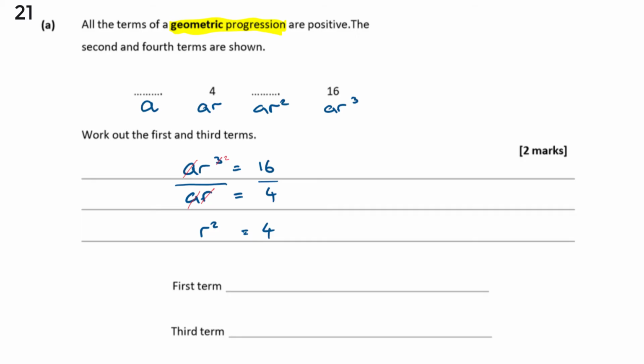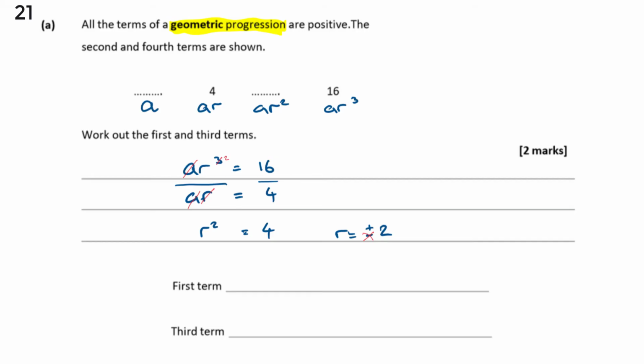Now that makes R root 4, which could be positive 2 or negative 2. It does say that all the terms of the geometric progression are positive, so we're going to exclude the negative solution as a possibility. It can't be minus 2 because that would not give me positive other terms. I get positive, negative, positive, negative. So now I know that R is 2.